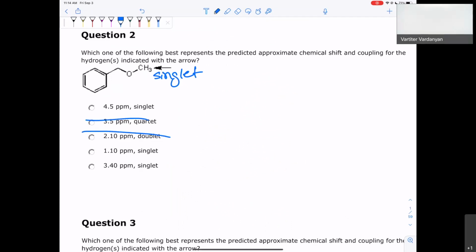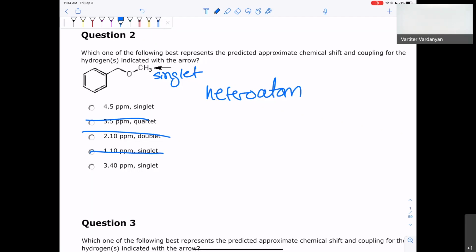B and C. Cool. So now we do have to think about the ppm range. Which one can we automatically get rid of? D. Why is that? Exactly. So we want the heteroatom region. Okay, cool. So now this is a hydrogen attached to a carbon that's attached to an oxygen. Same exact thing we were talking about last time. But now you have to pick between 4.5 and 3.4.